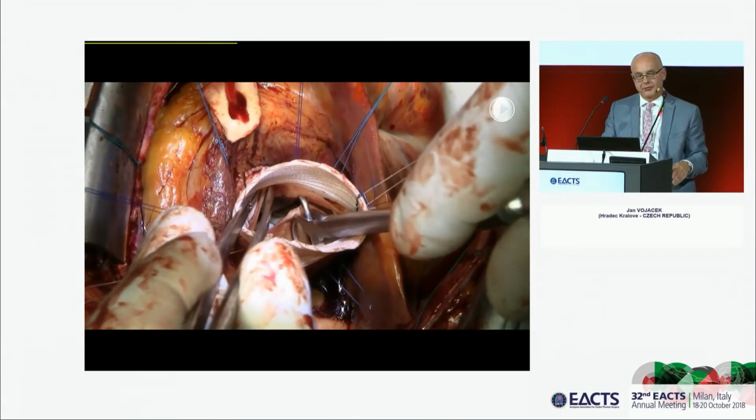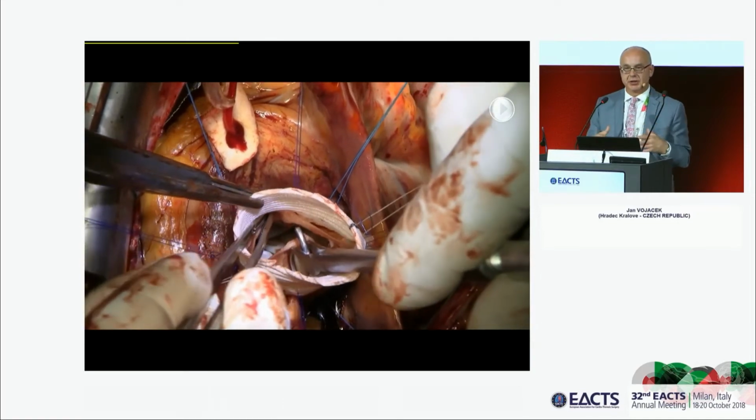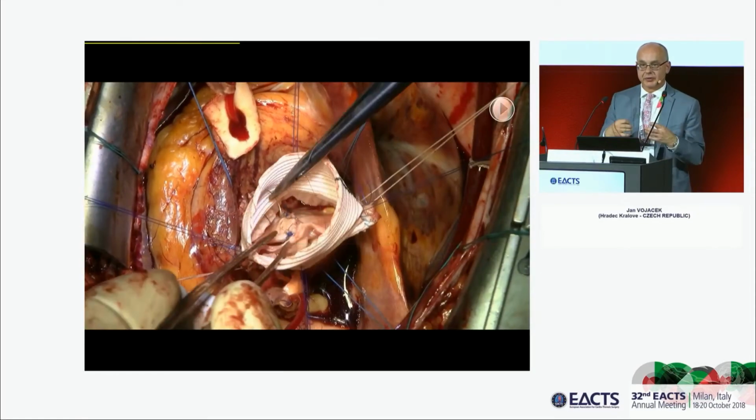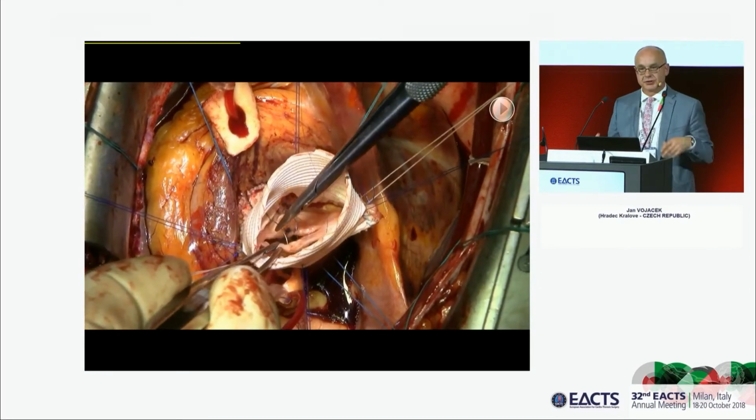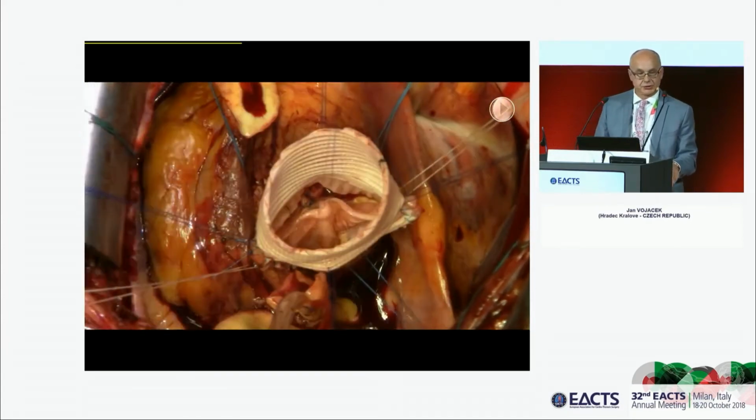Then final tuning. This is extremely important. Why? Because once you do either remodeling or reimplantation, you always change the size of the STJ, so you can easily induce a prolapse, and you have to be sure that this is not the case.